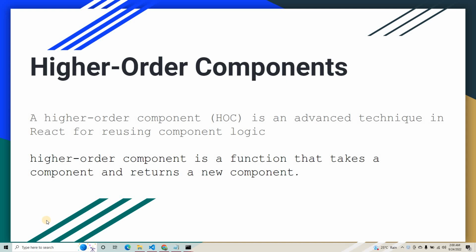In that scenario we can create a higher order component, so that we can write our component logic inside the higher order component, and that logic can be shared by all components. So we don't need to write duplicate code. We can share the code across both components. That's why we are using the higher order component. It takes a component as an argument and then returns a new modified component. So this is the definition of a higher order component.